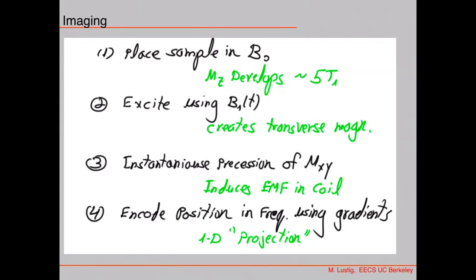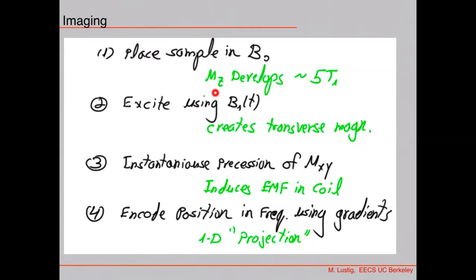Okay. So how do we create an image? Well, we place a sample in this field. And what happens is that magnetization starts developing as you put the sample in. How long does it take to develop? Well, about 5 times T1, right? Because it's exponentially increasing up to a certain value. It's like a tank filling up. So 5 times the time constant T1 is enough to pretty much create the magnetization. So it's not instantaneous.